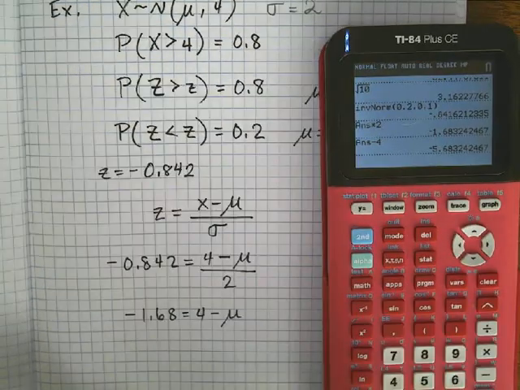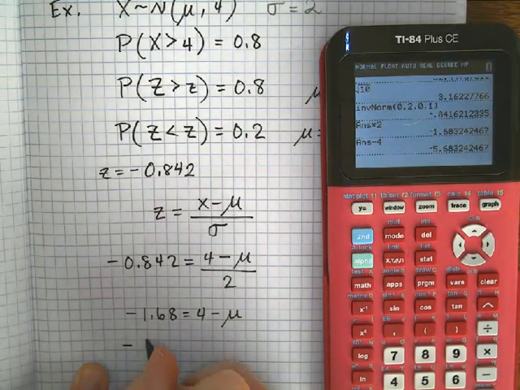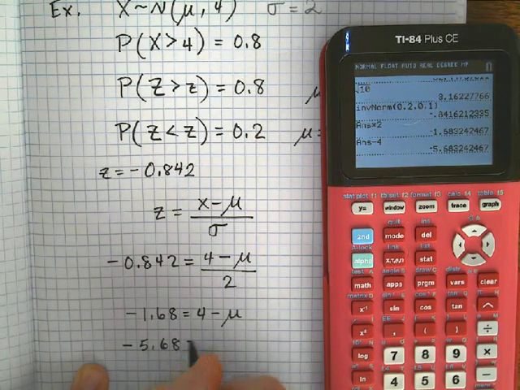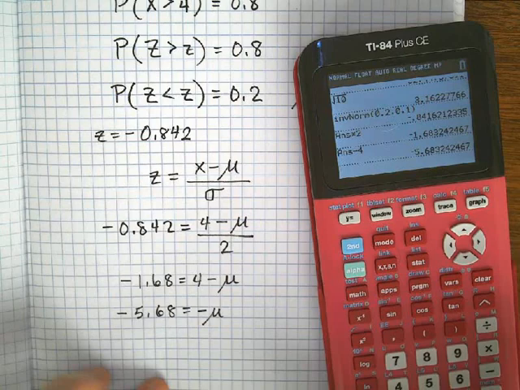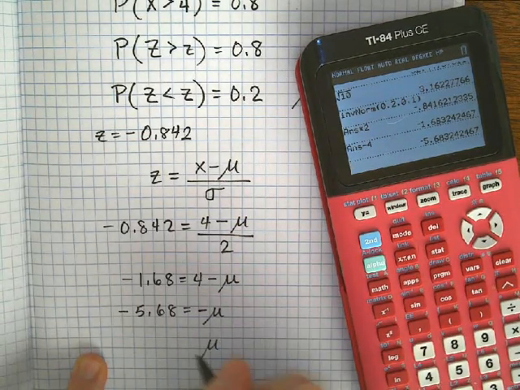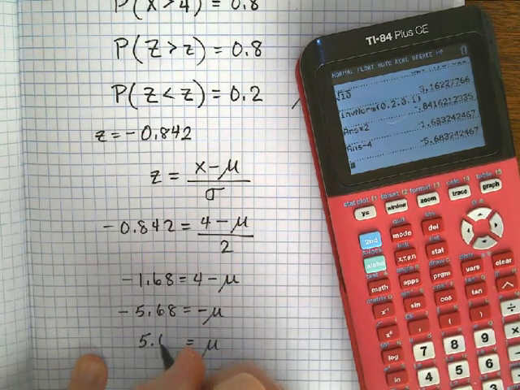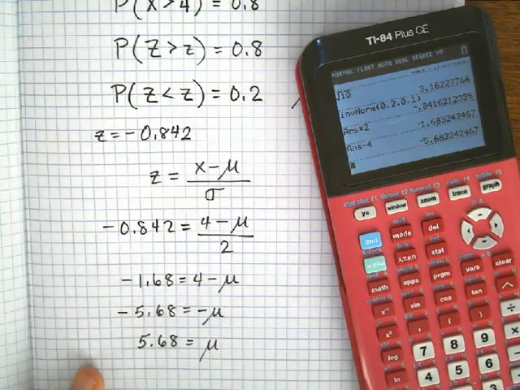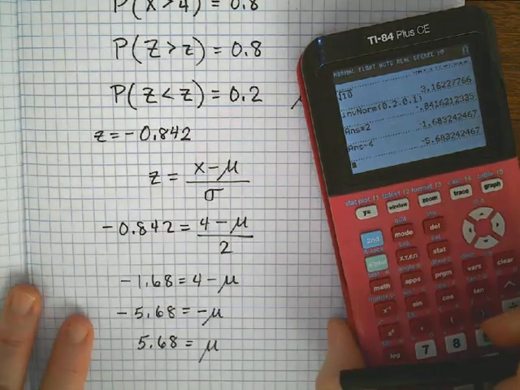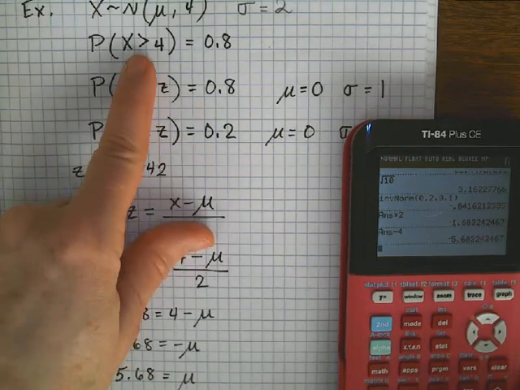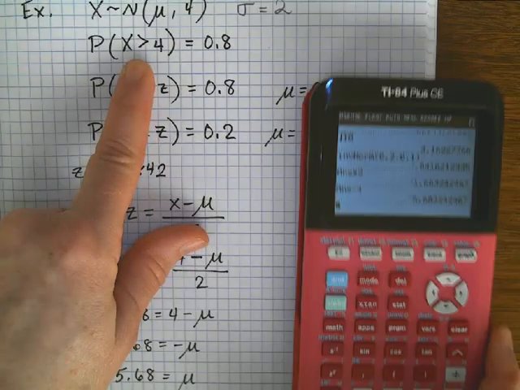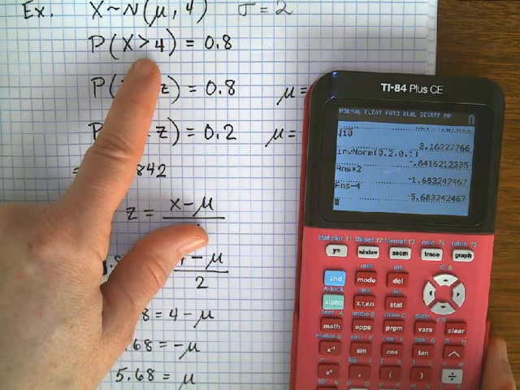So I get negative 5.68 is equal to negative mean. Divide both sides by negative 1, and I get that the mean is equal to 5.68. And there it is. Okay, and then we could go back and check it. Notice this is written backwards, so we could switch it around, right? Oh, no, what am I saying?